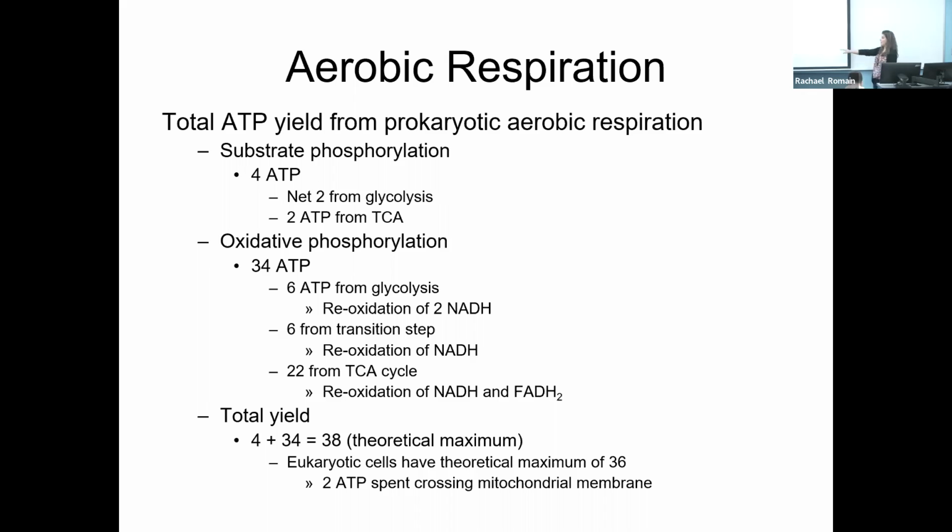When you look at diagrams and a regular textbook showing you eukaryotic respiration, it's going to tell you that number is 36. The number is 36 in a eukaryote because they actually lose 2 more ATP pushing it across the mitochondria. We are focusing on a prokaryote. Our maximum number is 38.